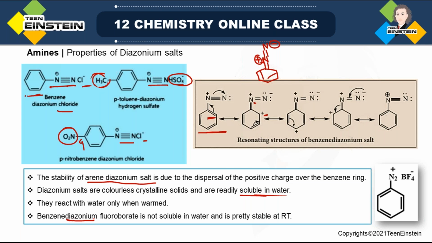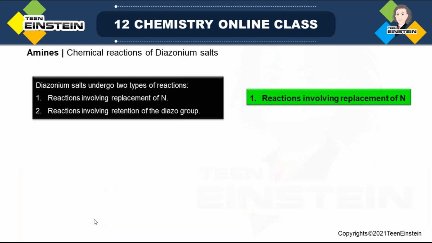Okay, now we will focus on the chemical reactions of diazonium salt. Remember, we are discussing chemical reactions of aromatic amines, but under that, now we are focusing mainly on diazonium salt, which is basically the product of diazotization of aniline. Okay, so for chemical reactions of diazonium salt, two types are possible.